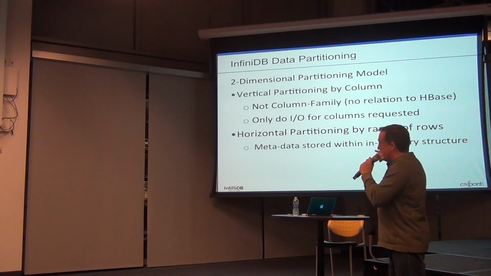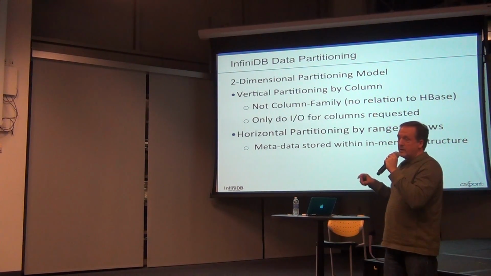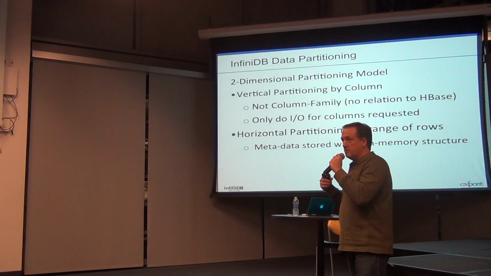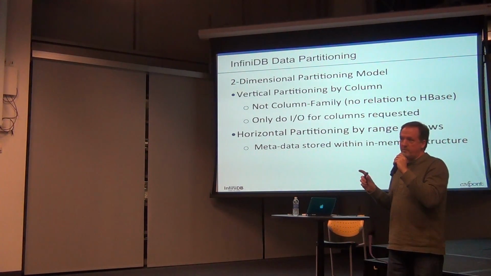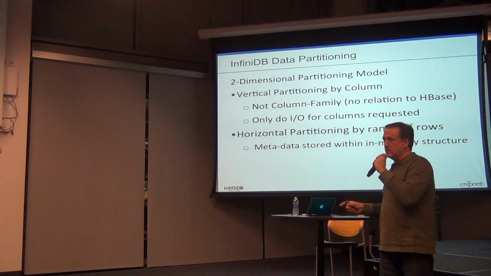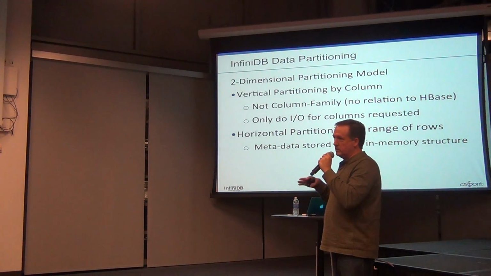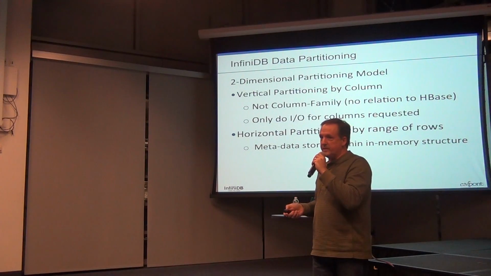We store metadata associated with each range of rows, and that's captured in a metadata layer that's stored in memory. We actually store about 64 bytes for every 64 megabytes on disk. And so there's about a 1:1 ratio there, so you can easily fit that in memory.